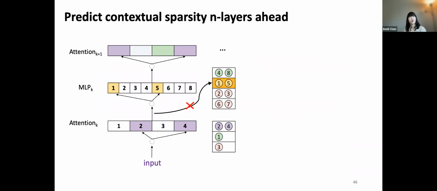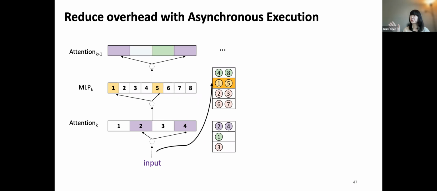So what can this observation enable? Well, naturally, instead of using the output from the intermediate layers to make the prediction, where we have to be really fast, right? 0.2 milliseconds. And anything that you do for prediction is overhead. We can use the output from the previous layer, or even 1 or 2 or 4 layers earlier. So you have this asynchronous prediction and your attention or MLP computation.